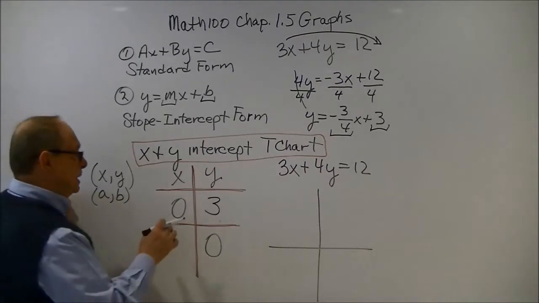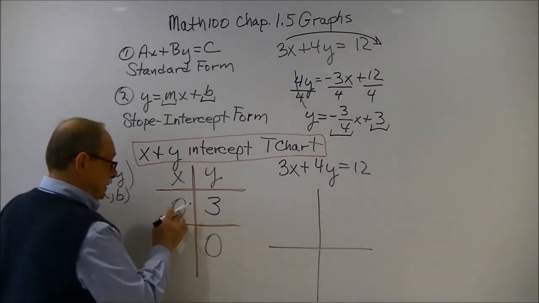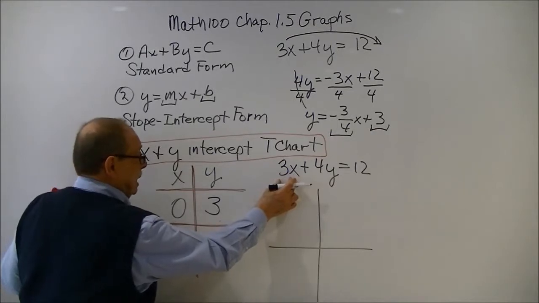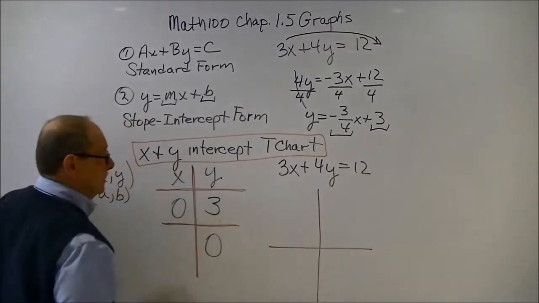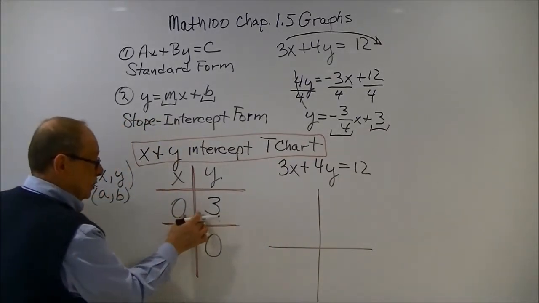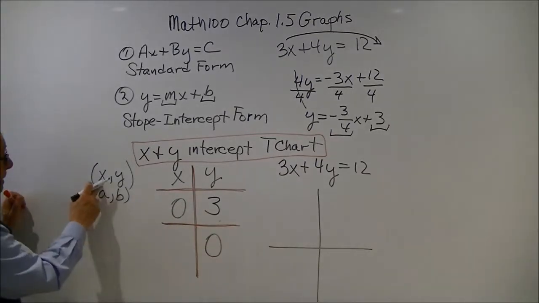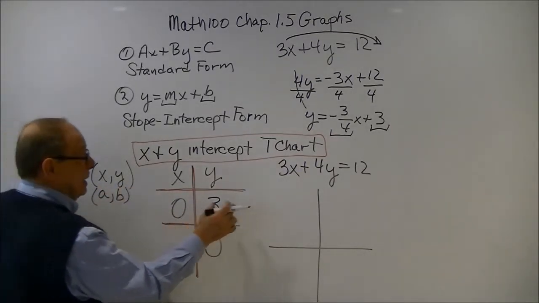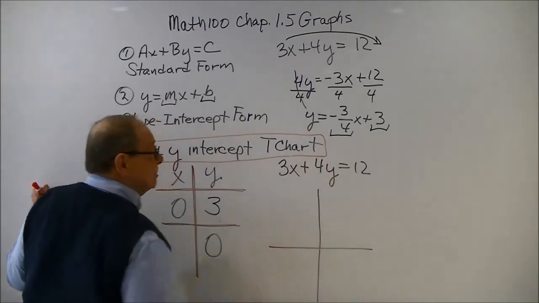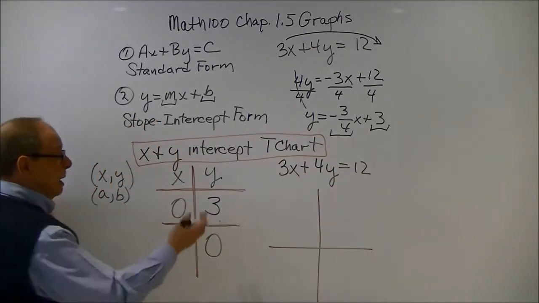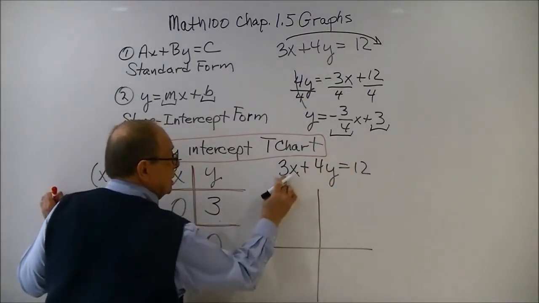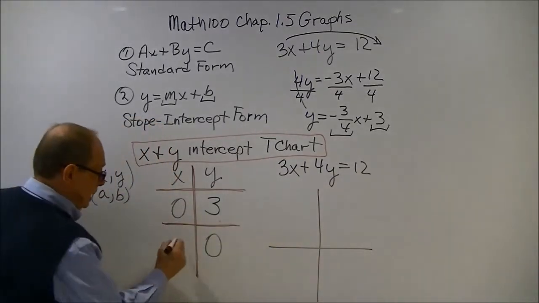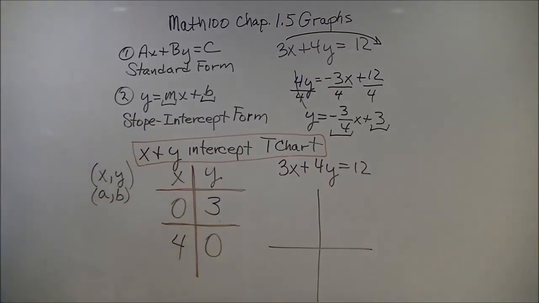So we're just substituting the ordered pair 0 here, and then solving for the letter y, which is 3. By the way, this ordered pair, which is written x comma y, if you put it in this equation, makes the statement true. And now if we make y a 0, this becomes a 0. We're going to divide both sides by 3, and this becomes a 4. We now have two ordered pairs.